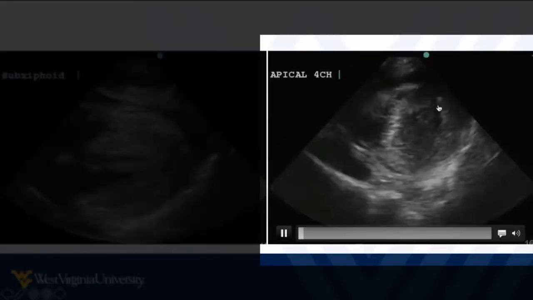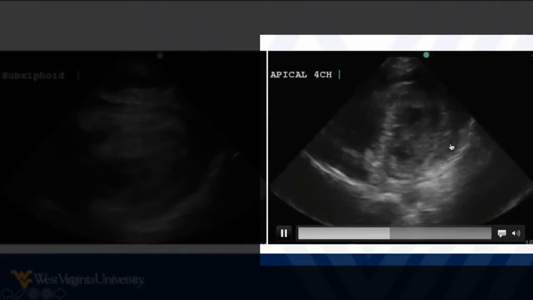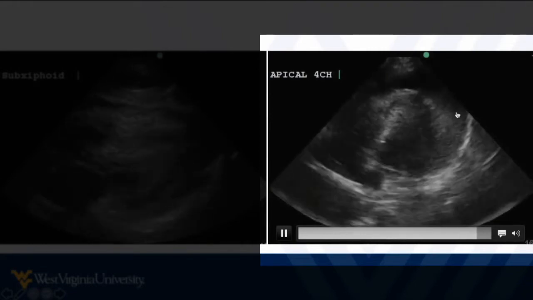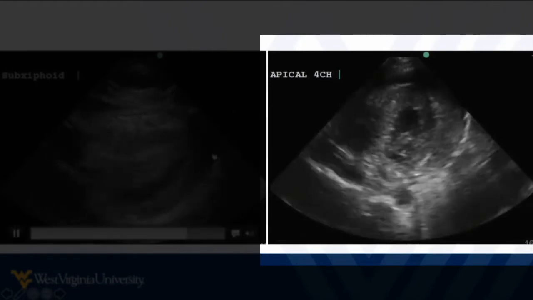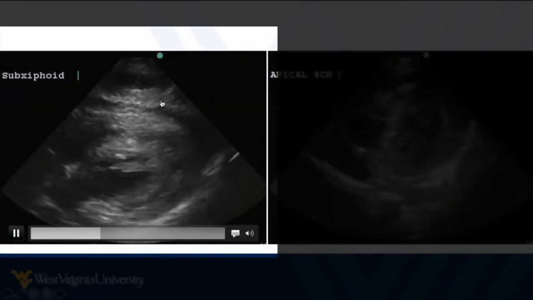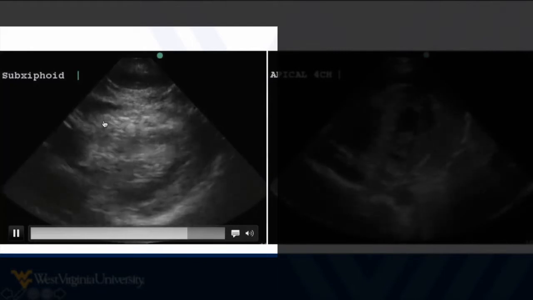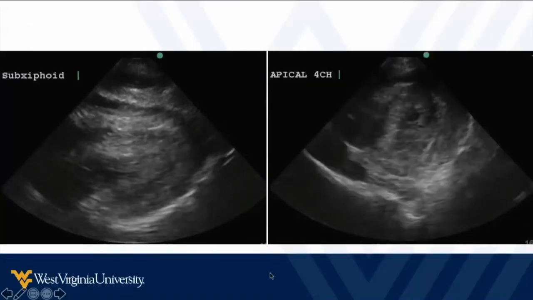Here we see some of the blood is starting to clot. It's kind of gray, but there's fluid circumferential to the heart. Some of it's gray, some of it's black. We've got different shades. Same here, it's circumferential. There's different shades of black and gray, lots of shape change throughout the cardiac cycle.